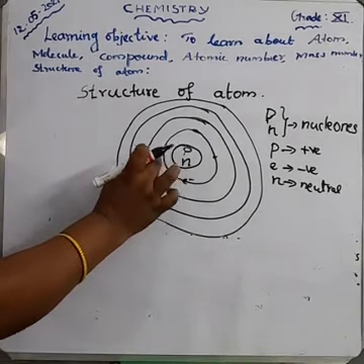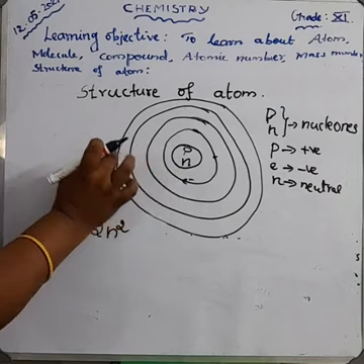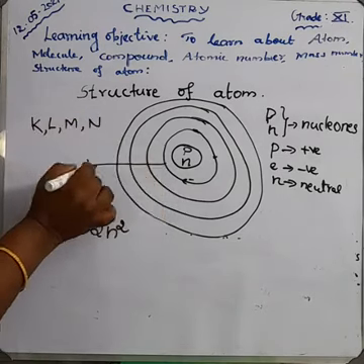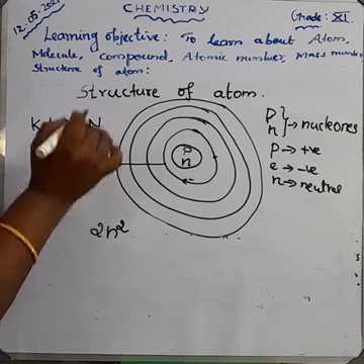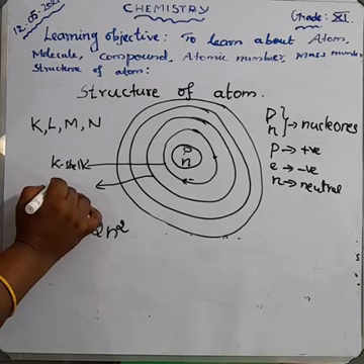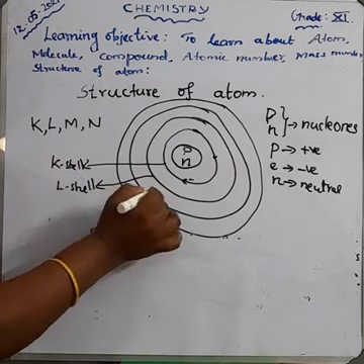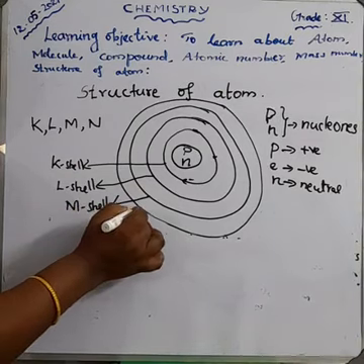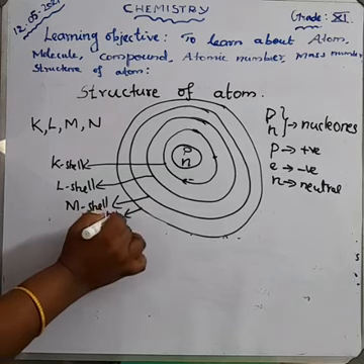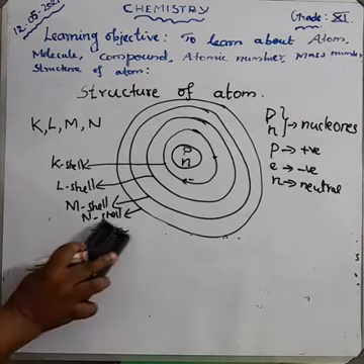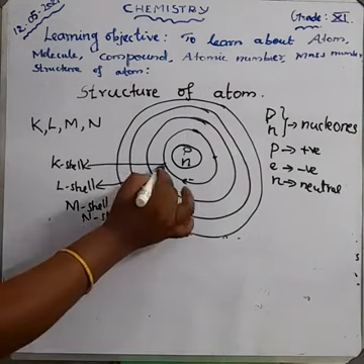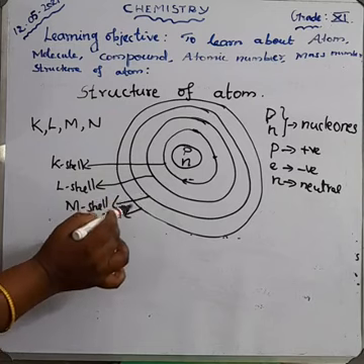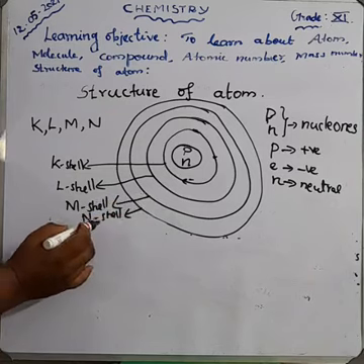The orbit is otherwise called a shell. There is K shell, L, M and N. The first orbit we call the K shell, the second orbit the L shell, the third orbit the M shell, and finally the last outermost orbit we call the N shell.